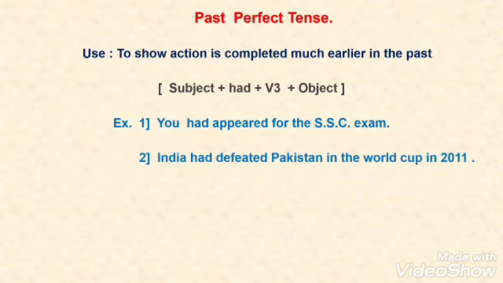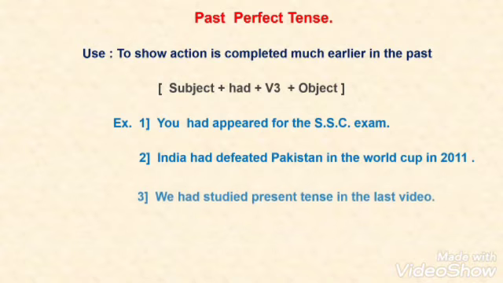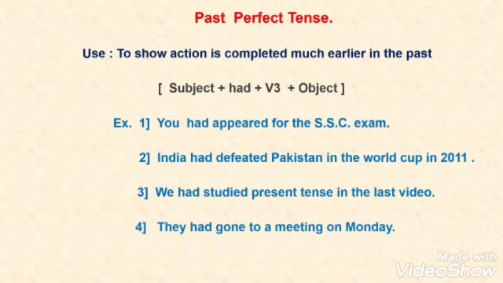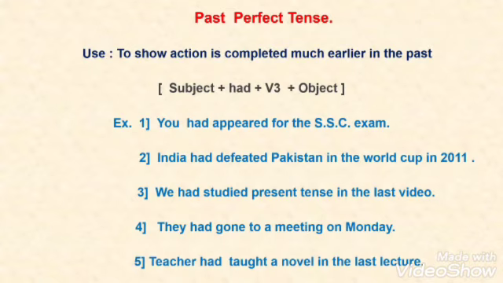Second example is India had defeated Pakistan in the World Cup in 2011. If you remember the World Cup of 2011, India defeated Pakistan. So I have made this sentence, India had defeated. Subject had plus V3. Next example is we had studied present tense in the last video. I can look at this, subject, we, had and V3. They had gone to a meeting on Monday. And the last example is teacher had taught a novel in the last lecture.